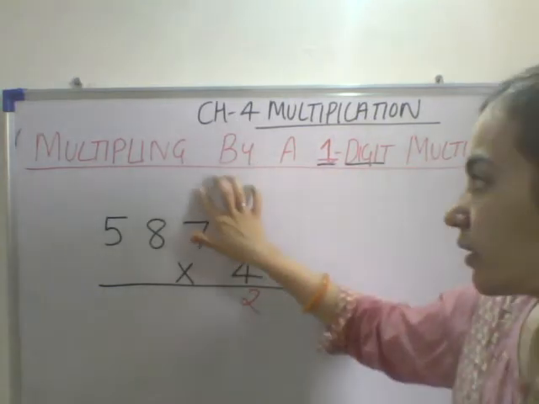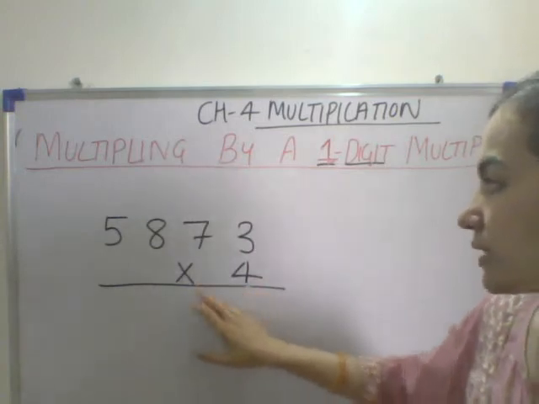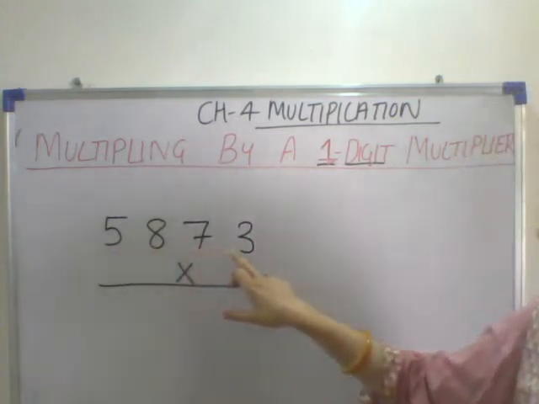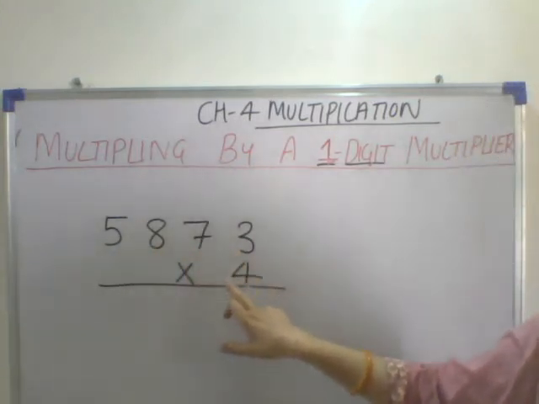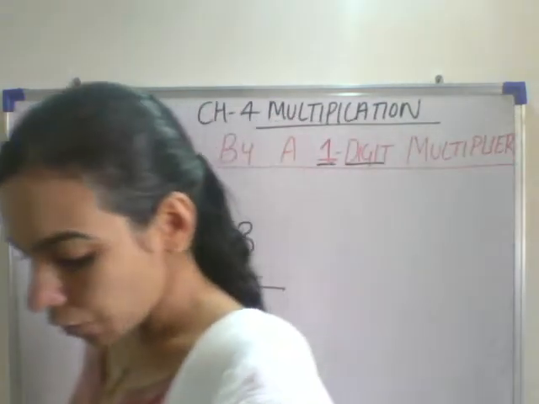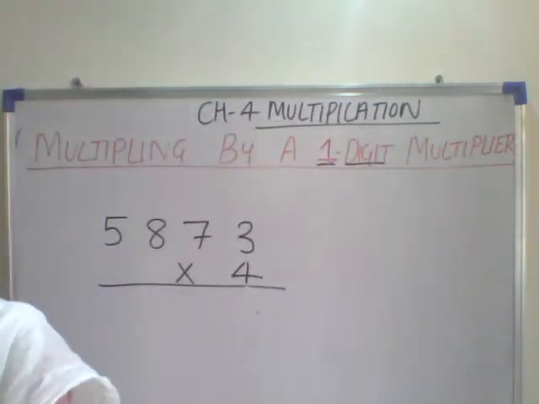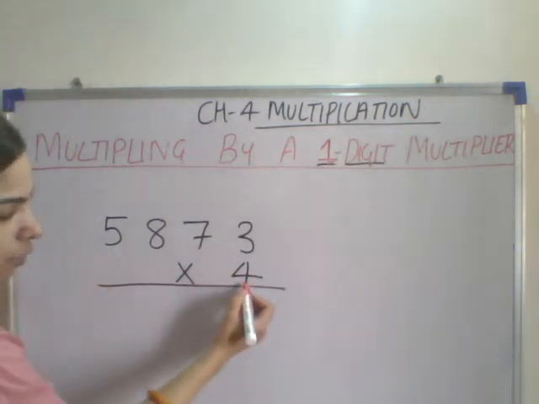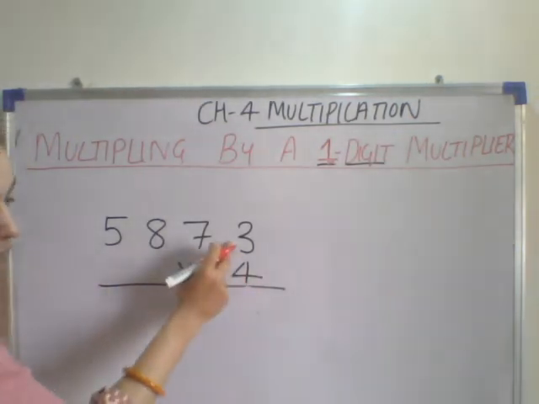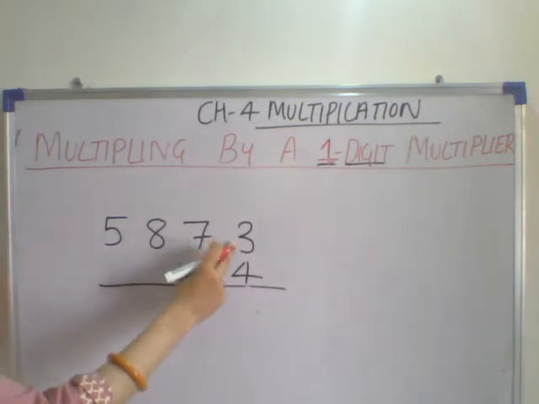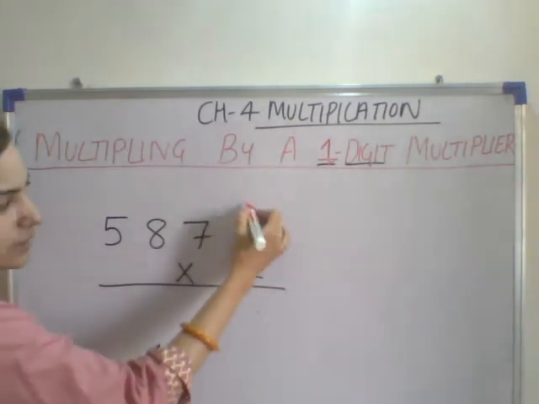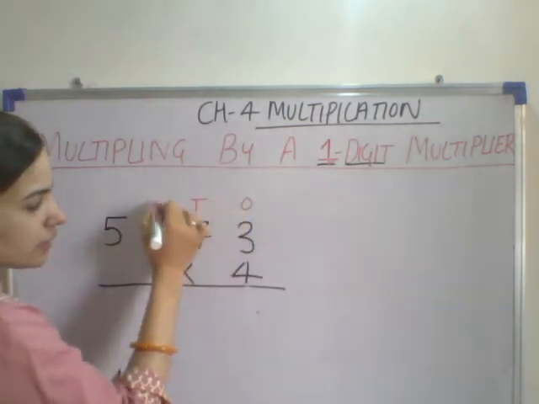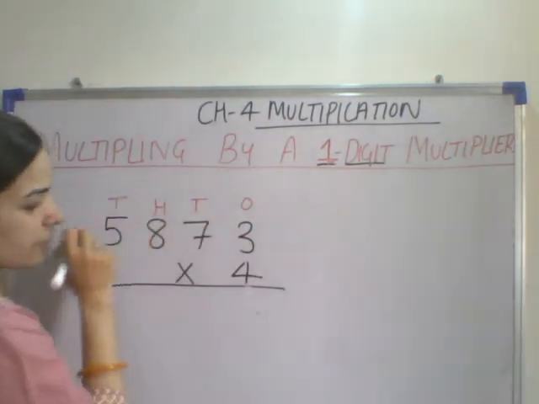I have written here a number that is 5873. We have to multiply this with 4. So how will we be multiplying it? What are the steps for the multiplication? First, we have to multiply the 4 with 3. 3 is there at the ones place. This is the ones, tens, hundred and thousand place.